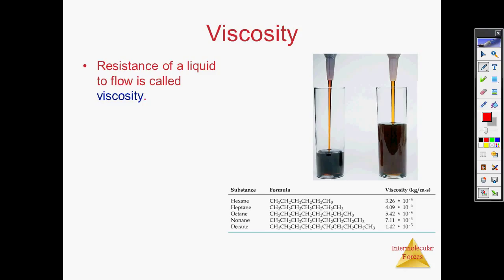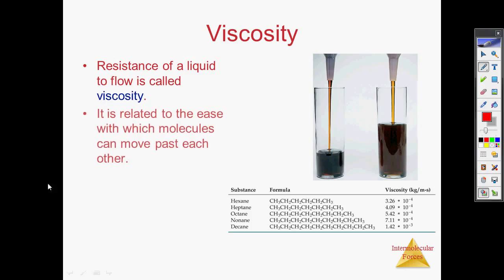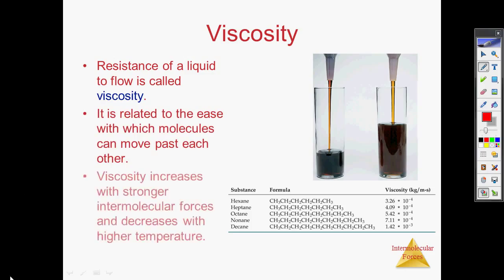Take a look at this lovely chart here. What happens to viscosity as the substance increases in molecular weight? It decreases. It what? It increases. Molecular weight increases, so does viscosity. It is related to the ease with which molecules pass each other. Viscosity increases with stronger intermolecular forces and decreases with higher temperature.